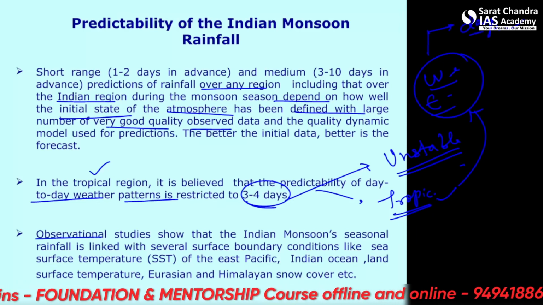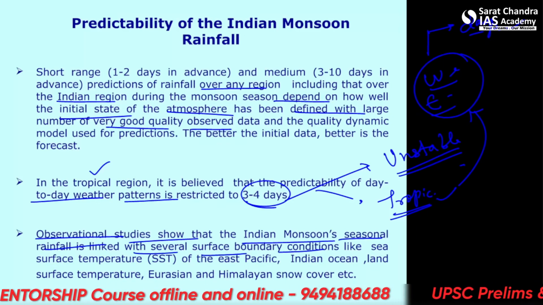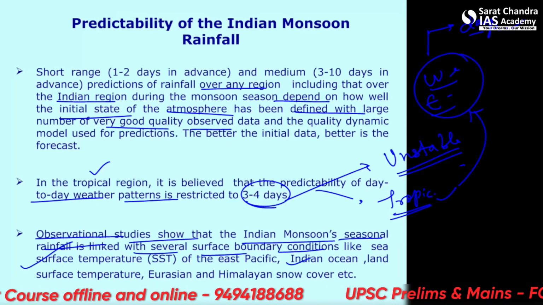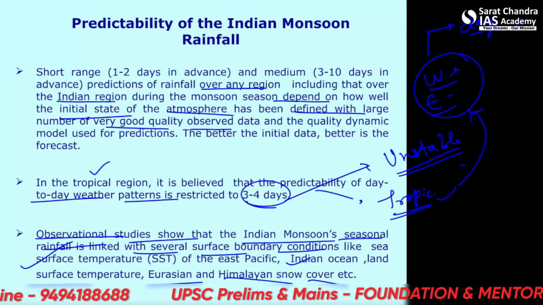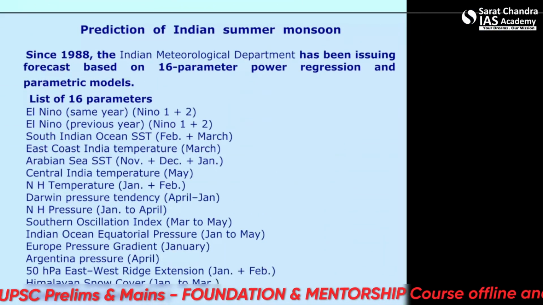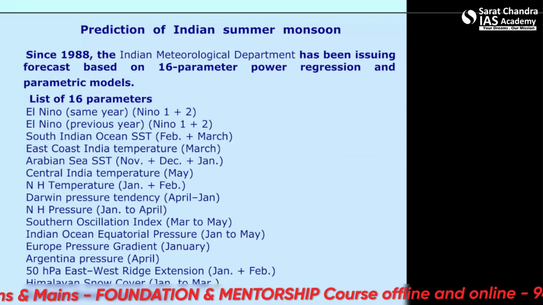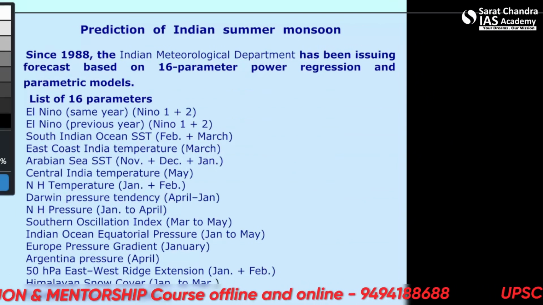Alright. So observational studies show that Indian monsoon seasonal rainfall is linked with several surface boundary conditions like sea surface temperature, Indian Ocean land surface temperature, Eurasian and Himalayan snow cover, etc. So climate change is actually changing each of them, and will have a very, very strong effect on the Indian monsoon. These are the factors which affect the Indian monsoon.